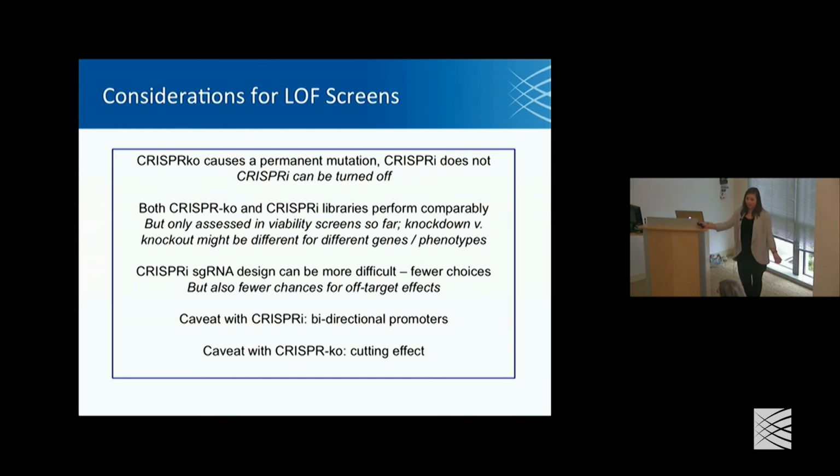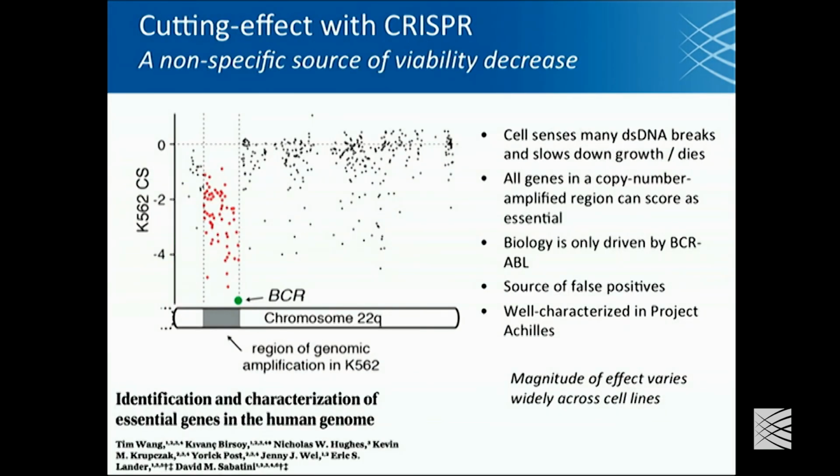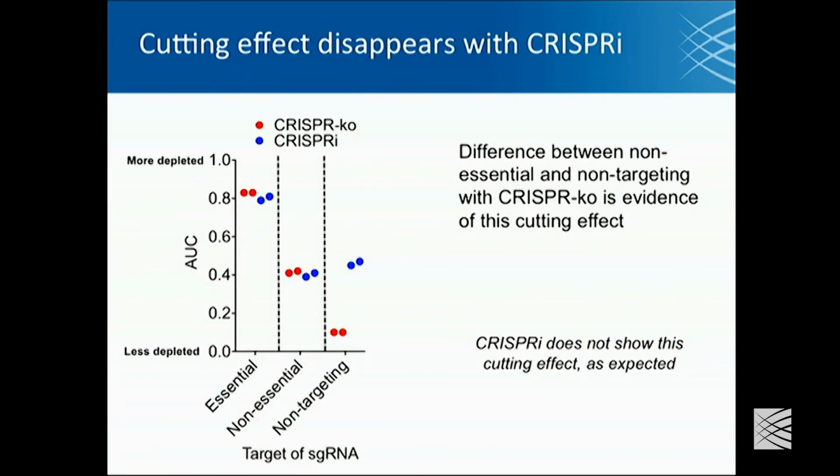However, with CRISPR knockout, you get this unwanted cutting effect, which in chromosomes, you can get these copy number amplified regions where you have genes scoring as essential, which is a source of false positives due to this amplification of cutting. However, this cutting effect disappears with CRISPRi. You can see when you compare your non-essentials with your non-targeting, they have similar AUCs, which indicates this loss of cutting effect.